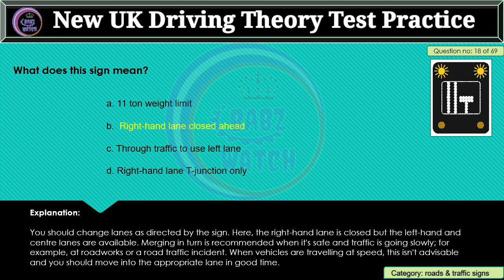Explanation. You should change lanes as directed by the sign. Here, the right-hand lane is closed but the left-hand and center lanes are available. Merging in turn is recommended when it's safe and traffic is going slowly, for example, at roadworks or a road traffic incident. When vehicles are traveling at speed, this isn't advisable and you should move into the appropriate lane in good time.